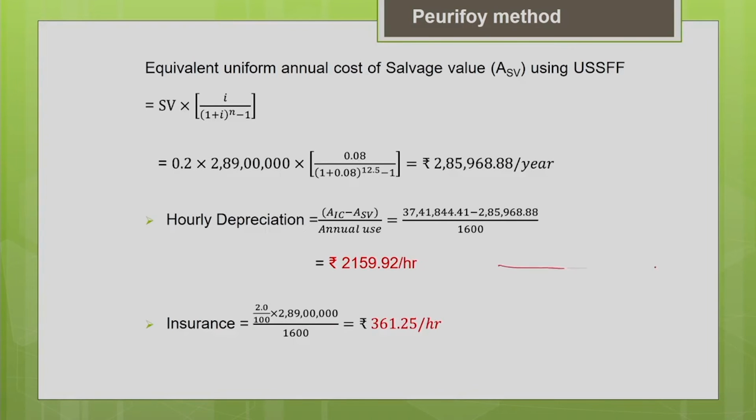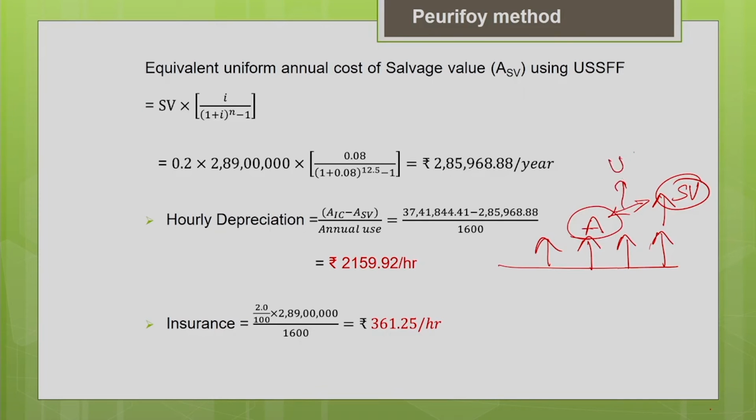Now I need to convert the future salvage value into equivalent uniform annual cost. So the salvage value will be converted into equivalent uniform annual cost. How to convert it? Using the uniform series sinking fund factor. Hope you remember this. The sinking fund factor is I divided by (1 plus I) to the power n minus 1. You multiply that by the salvage value.